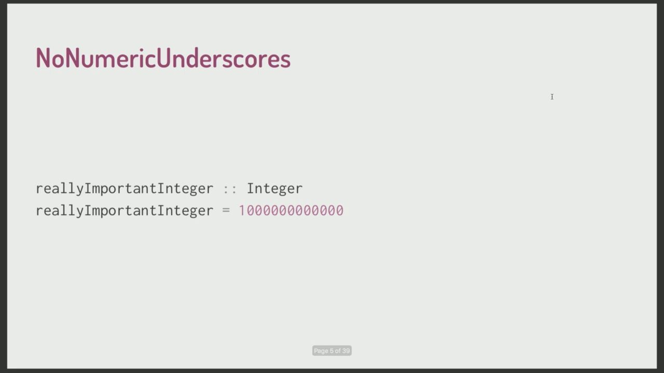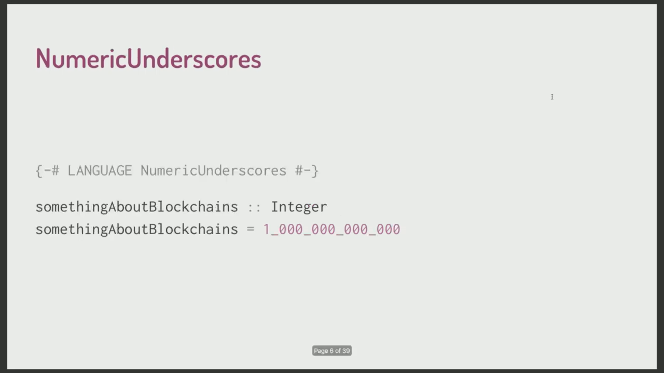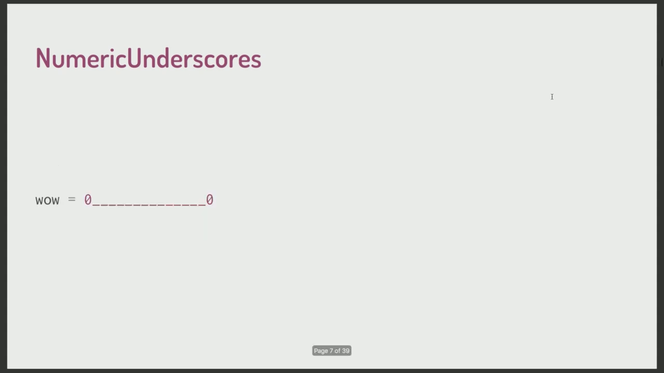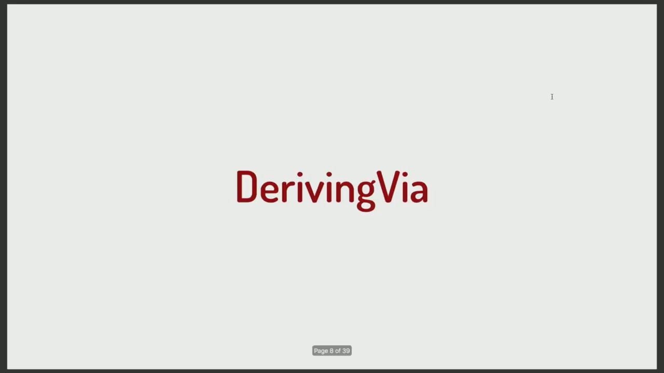Let's say you have this integer in your code. It's really big and difficult to read, and now you can put underscores in it. So now it's not really big and difficult to read. This is a plus. I struggled to find something interesting, except that the lexer doesn't care how many you have, so now you can write really wide integers as well. Perfect. Moving on, deriving via.